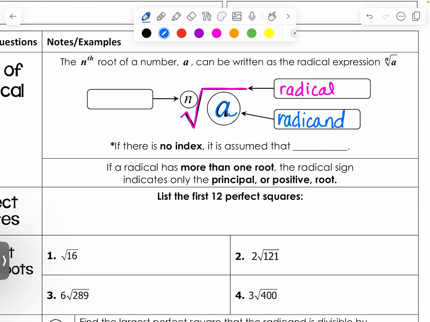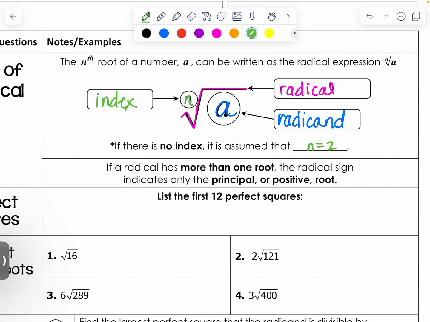Okay. This number right here is called the index. So if that was a 3, we'd have a cube root. If that was a 4, we'd have a 4th root. If there's no number, what do we assume that it is? Okay. We assume that we have a square root, okay? Okay, so I'm telling you right now, we are only going to be working with square roots. We are not going to do anything with cube roots or 4th roots or anything higher.